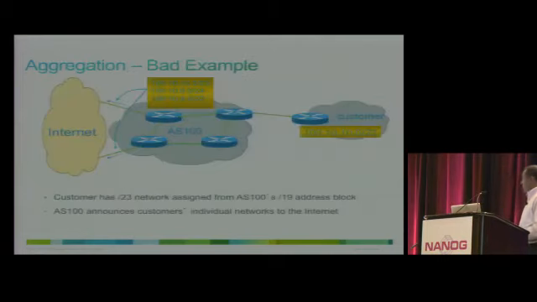Here is a bad example. Let's say AS100 has assigned IP address space from its own address space to a customer, which is a /23. It has a /19 assigned from the registry, and it has assigned a /23 to one of its customers. If it advertises that /23 to the rest of the internet, that's really a bad example and creates a problem. So why?